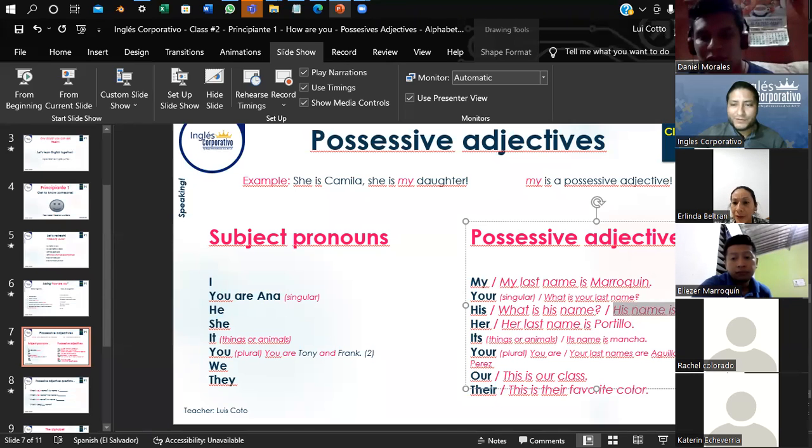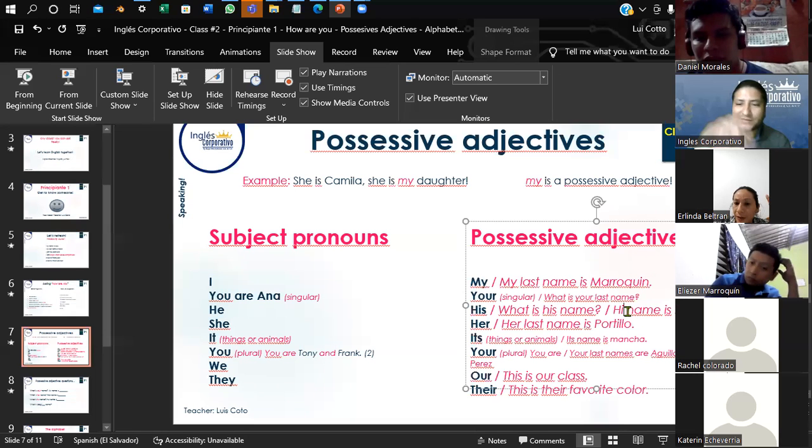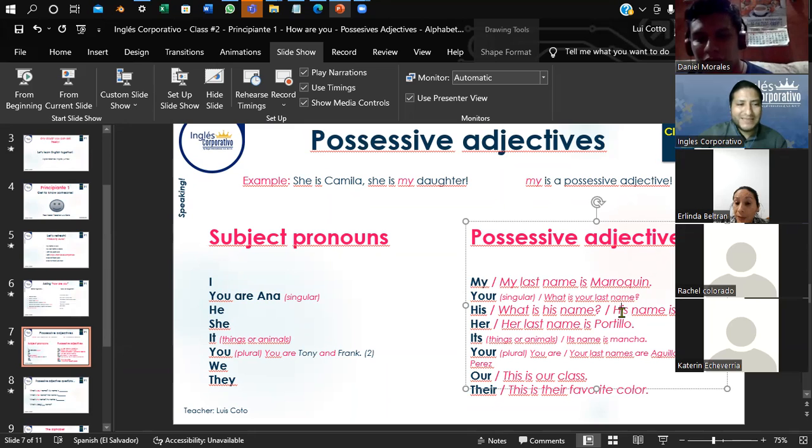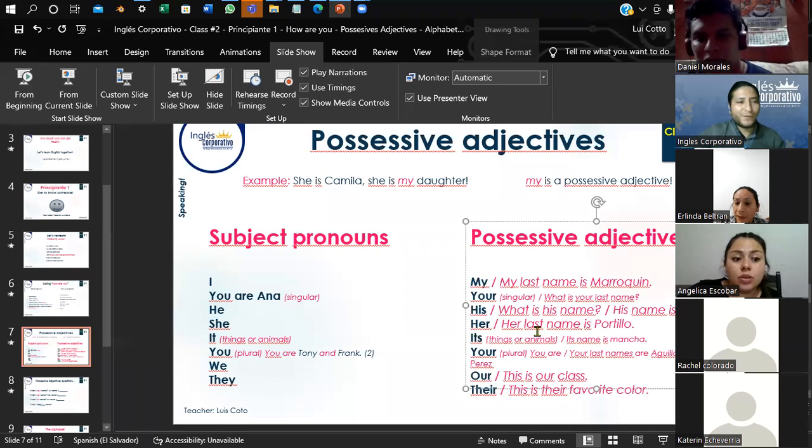What is his name? And the answer, la respuesta. His name is Daniel. No decimos he en esta parte. We don't say he name. No. Por eso usamos possessive adjective. That's why we use possessive. Because that is the correct. Esta es la forma correcta.